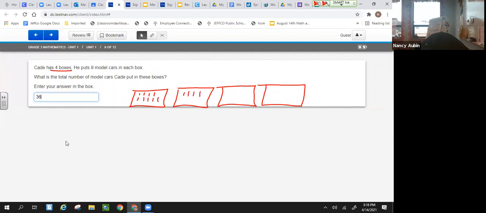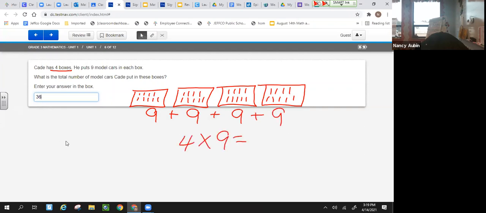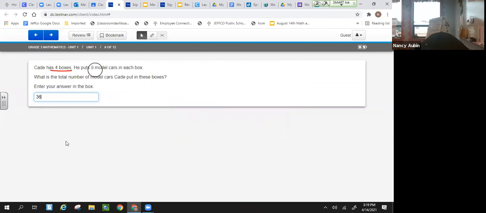1, 2, 3, 4, 5, 6, 7, 8, 9. Or you would have seen 9 plus 9 plus 9, or that's 4 groups of 9. If you didn't know what to do, Sawyer, draw a picture, right? Did you get that one? How'd we do on that one? 4 times 9 equals 36. Awesome. I think a big part of it is recognizing when to multiply, when to add, when to subtract, when to divide.